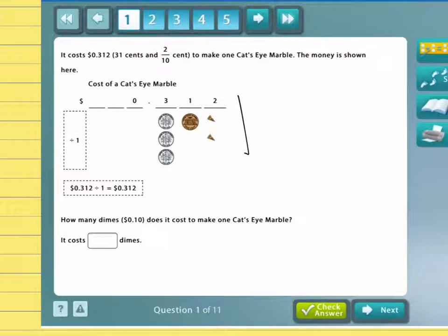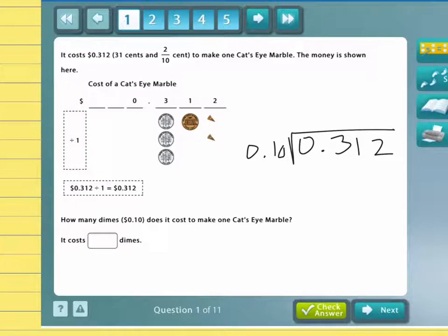If you have 0.312 and you're dividing, instead of by 1, you're dividing by 0.1, it is a decimal shift. So you're dividing by a number smaller than 1, so you're going to end up with a greater product. So I believe you're just going to do a single shift to the right. It should cost 3.12 dimes to make a cat's eye marble.